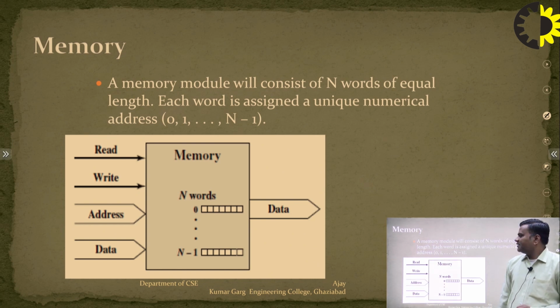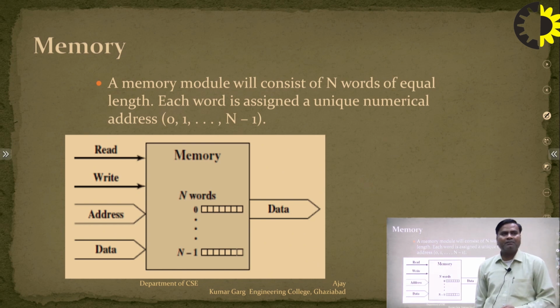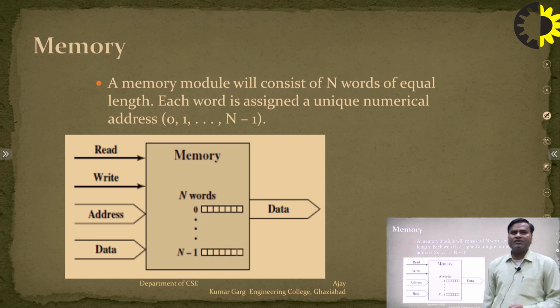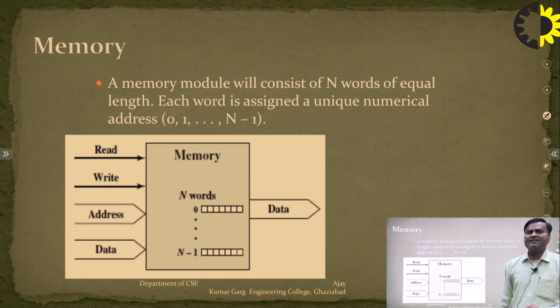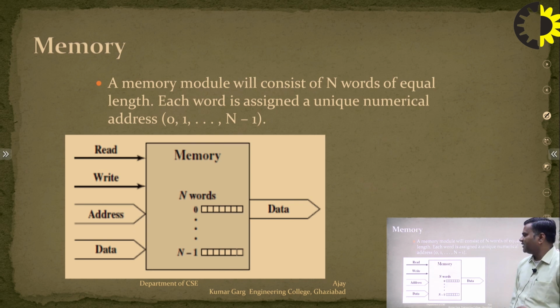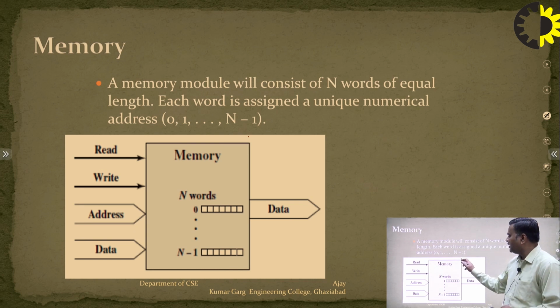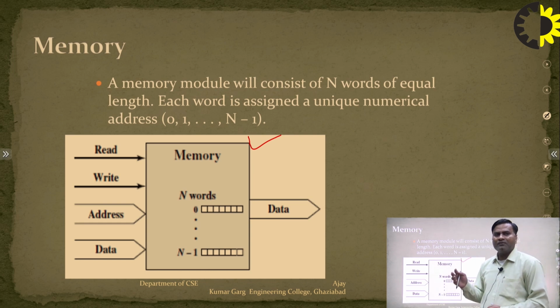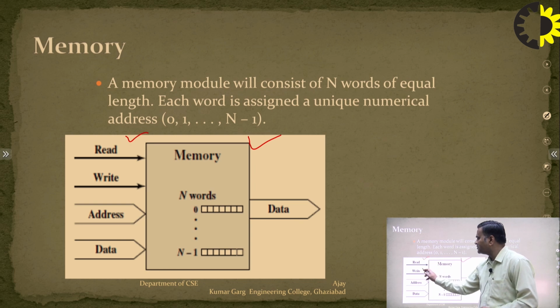In this case, we are going to discuss the memory module. A memory module will consist of n words of equal length, and each word is assigned a unique numerical address from 0 to n minus 1. Here we can see a memory module, and in memory only two operations are performed. First is the read operation and second is the write operation.